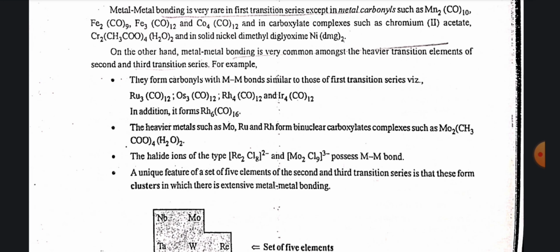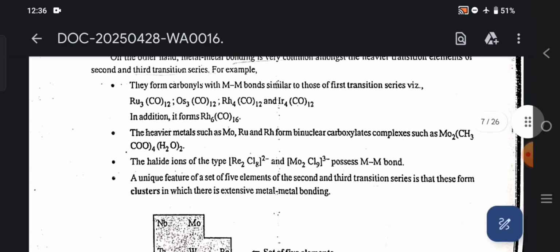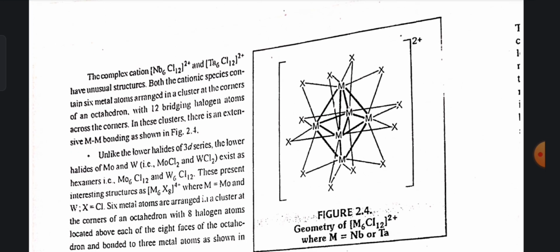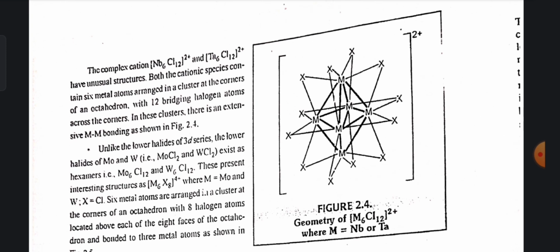A unique feature of a set of elements of the second and third transition series is that these form clusters in which there is extensive metal bonding. The complexes Nb6Cl12 2+ and Ta6Cl12 2+ have unusual structures.